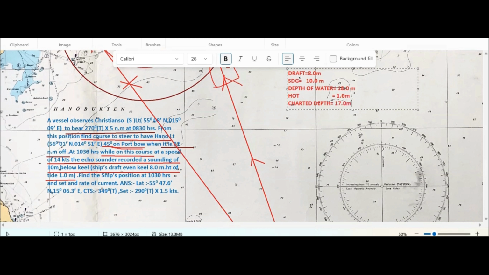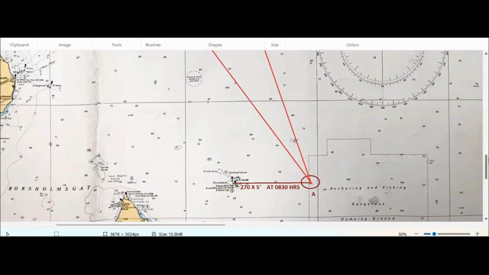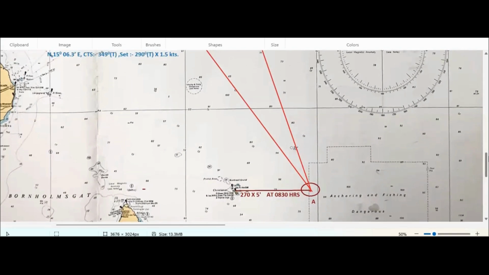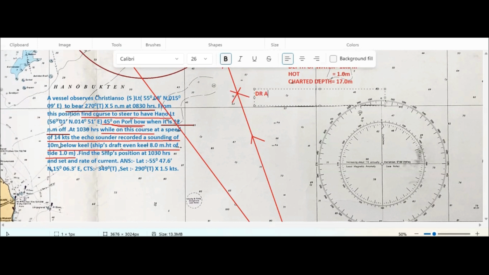Okay, so this calculation has to be shown. Now what is given here? While on this course at a speed of 14 knots, echo sounder recorded a sounding of 10 meters. Find the position at 10:30. So at 10:30 hours, what is the speed? 14 knots. Initial position A was at 8:30. After 2 hours, 14 knots, 28 miles. Cut the DR distance 28 miles. If you cut, you get a point here on the course. This is your DR, dead reckoning position, at 10:30 hours.